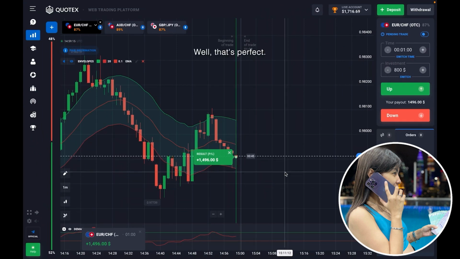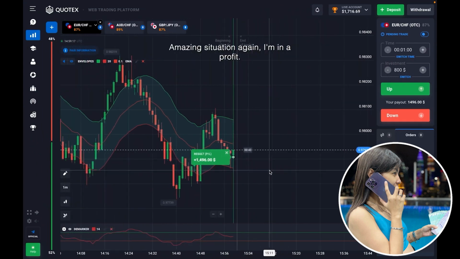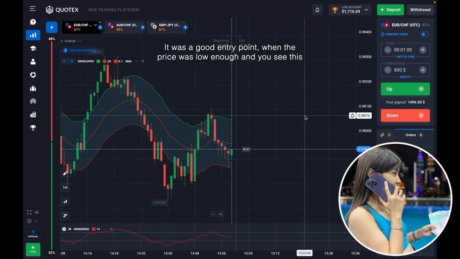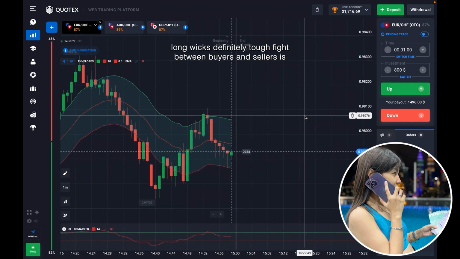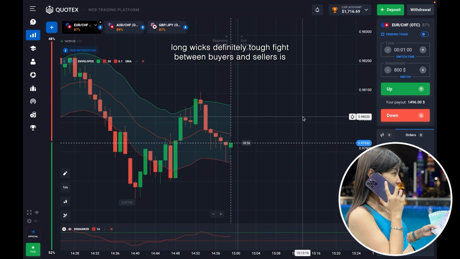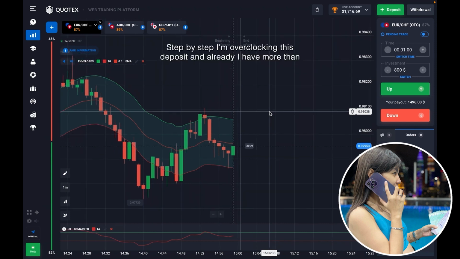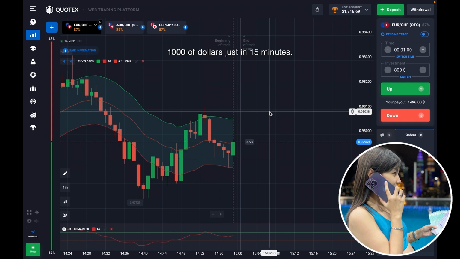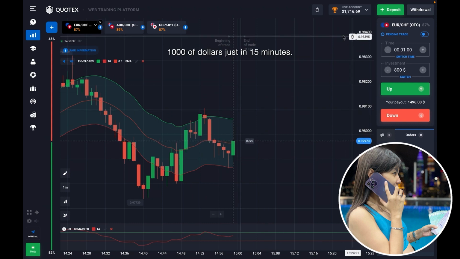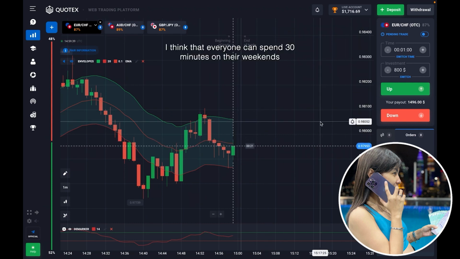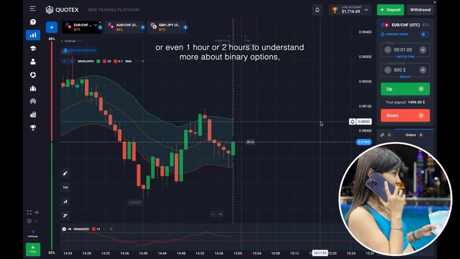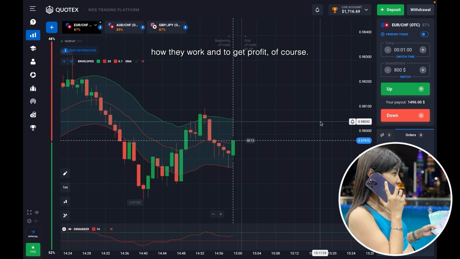So well, that's perfect. Amazing situation again, I'm in the profit. It was a really good entry point when the price was low enough, and you see these long wicks. Definitely the fight between buyers and sellers is happening right now. And I already have $1,700. Step by step I'm refilling this deposit, and already I have more than $1,000 on my account just in 15 minutes, guys. So I think that everyone can spend 30 minutes on their weekends, or even an hour or 2 hours to understand more about binary options, how they work to get profit, of course.